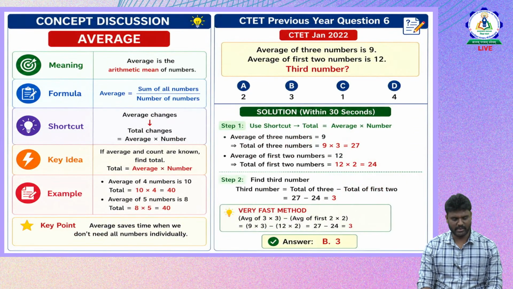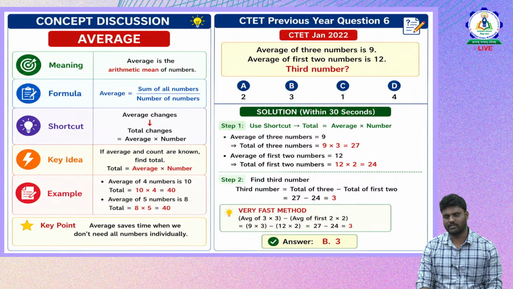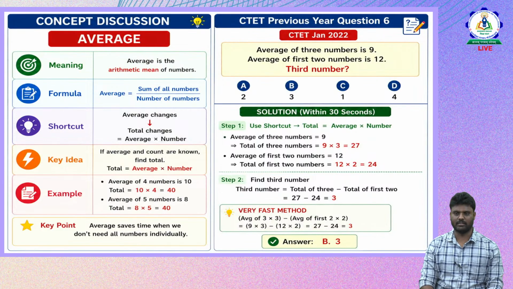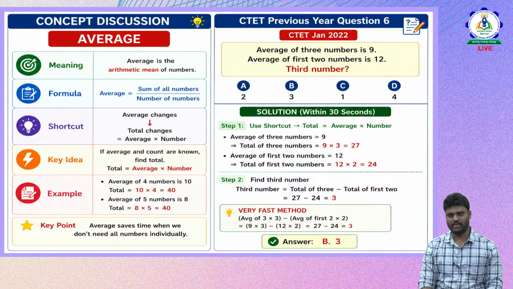Now the next question is like this. The average of the first three numbers is 9 and the average of the first two numbers is 12. Find the third number. Option A is 2, option B is 3, option C is 1, option D is 4.